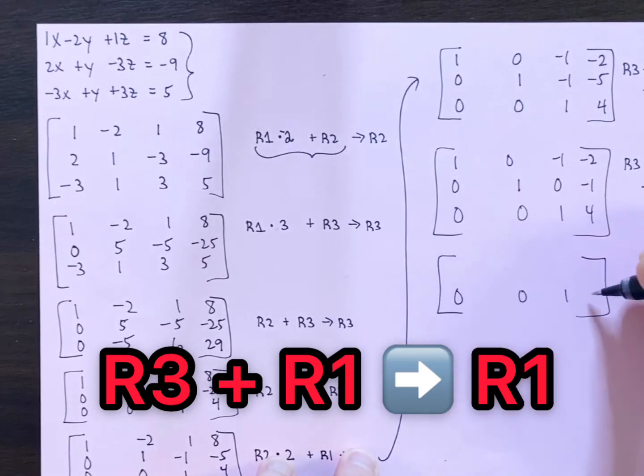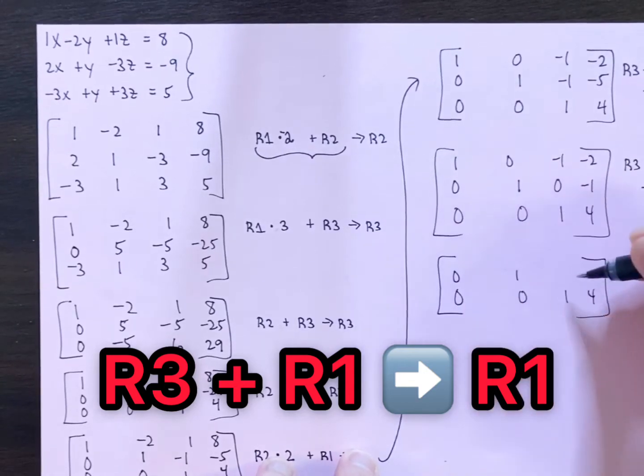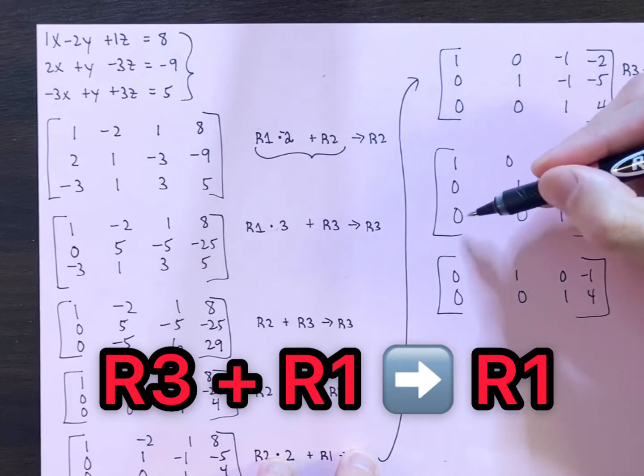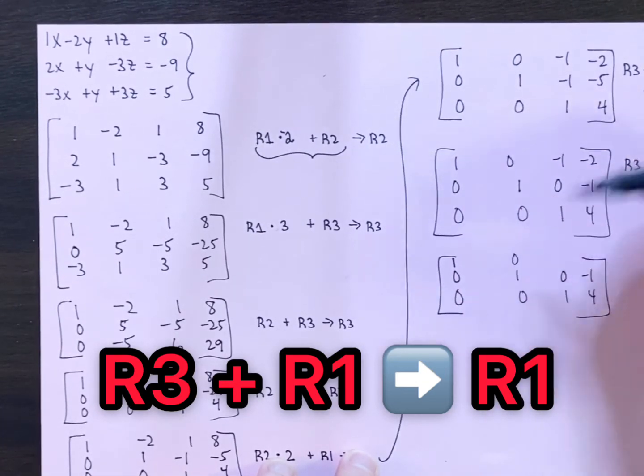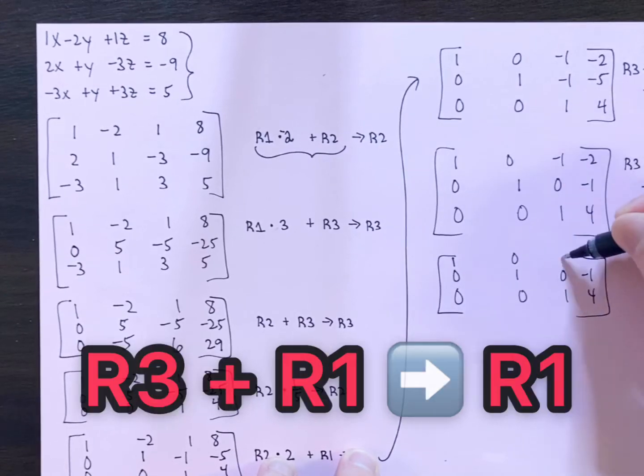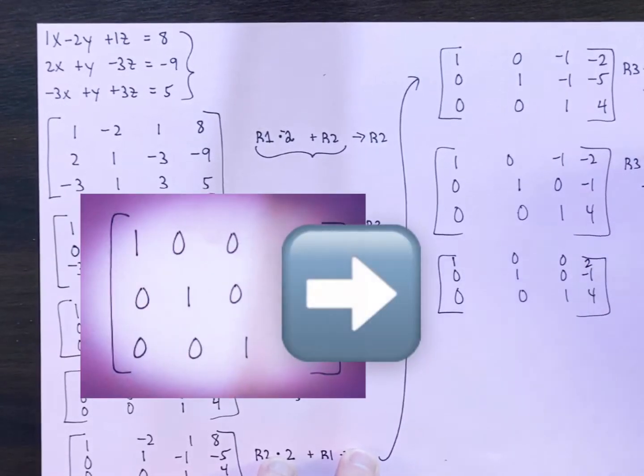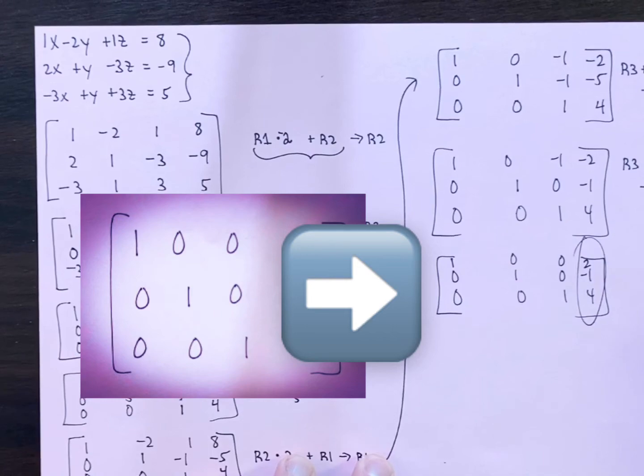So keep the bottom row the same. Keep row 2 the same. So now add row 3 to row 1. So this to that, 1. This to that stays. This to that, 0. And then this plus that is 2. So here I have my final answer.